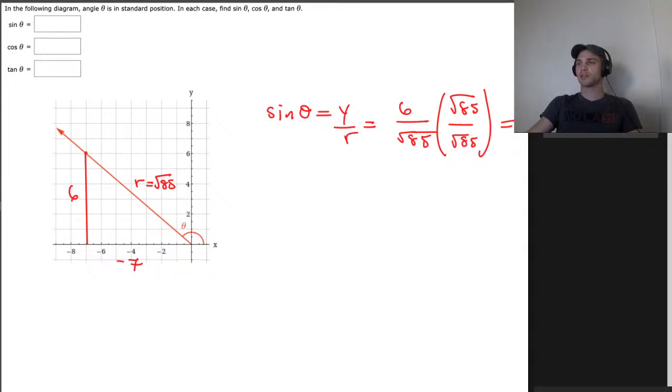85 has factors of 5 and 17, so this does no canceling. So this is the answer for sine: 6 √85 over 85.